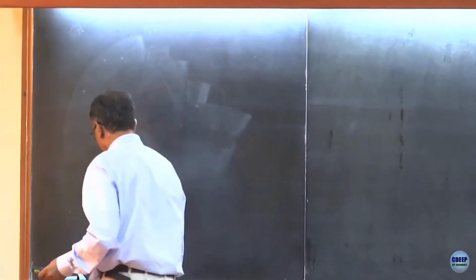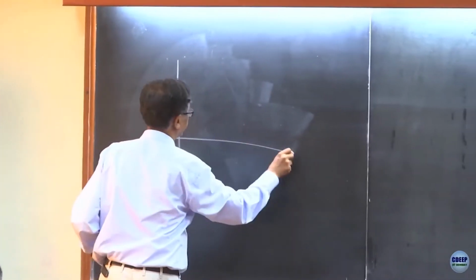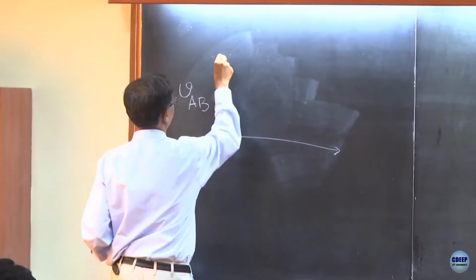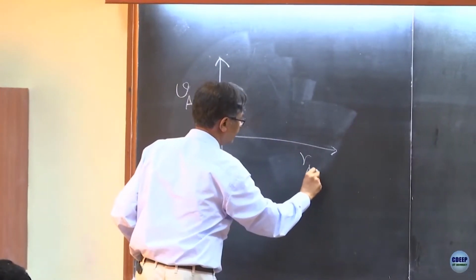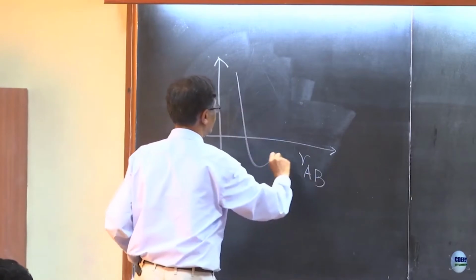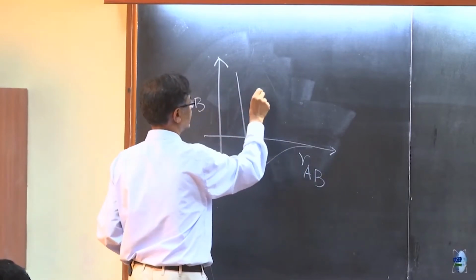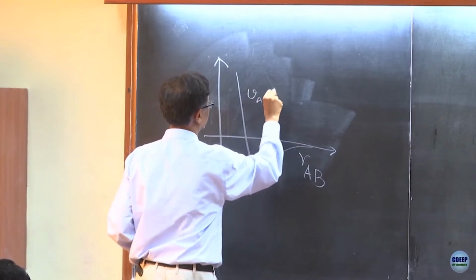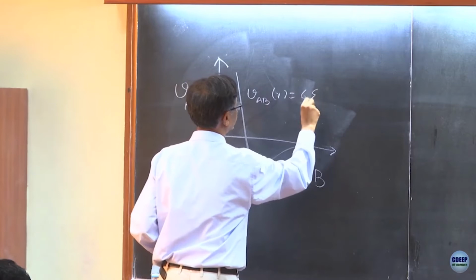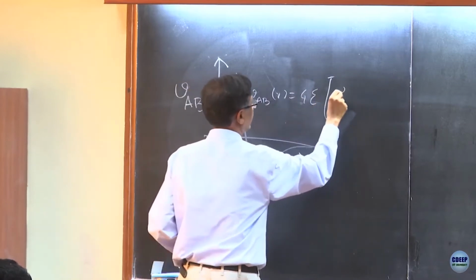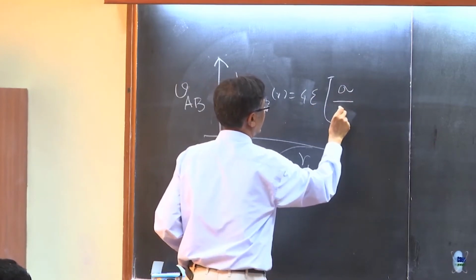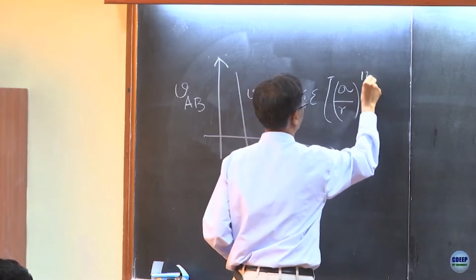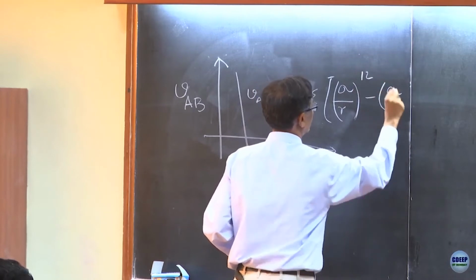So this is an interaction between A and B, R_AB. This is the Lennard-Jones potential. We call it the 6-12 potential. The form is, this is a universal notation, (sigma/R)^12 minus (sigma/R)^6.